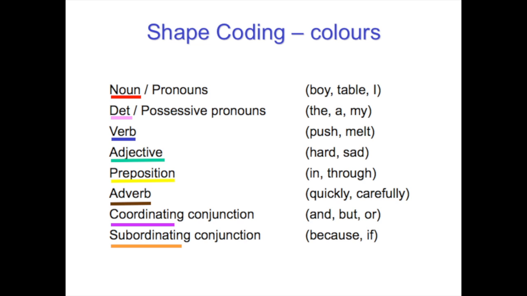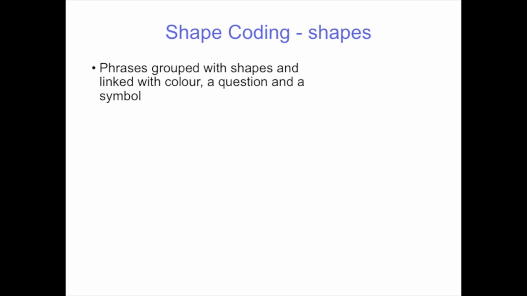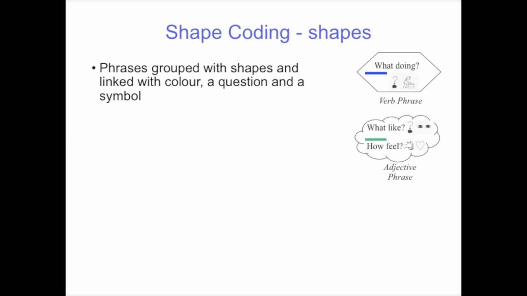The shapes, as I said before, go around phrases. So the phrases are grouped with shapes and they're linked with a colour, a question and a symbol. For example, the verb phrase is coded with a hexagon and it answers the question what doing, and it includes a verb or a blue word. An adjective phrase has to include an adjective or a green word, and it answers the questions what like or how feel. A prepositional phrase answers the question where, and it's coded with a semicircle, and it has to have a yellow word or a preposition in it.